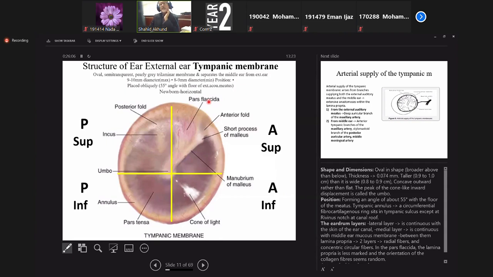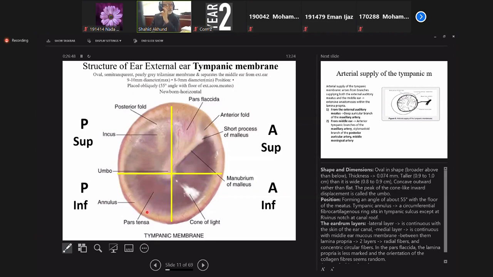Now, why do we call it pars flaccida? Because it is relatively thin. What makes the tympanic membrane in the first place? A tympanic membrane or eardrum basically has 3 layers. The outer layer, which is continuous with the skin of the external auditory meatus. The inner layer, which is the lining of the middle ear. In between, we have the connective tissue. Now, this connective tissue is thinner there. That's why we call it the pars flaccida. That makes sense? This portion, which is going all around, is called the annulus. In this area, it is much thicker. We call it pars tensa.